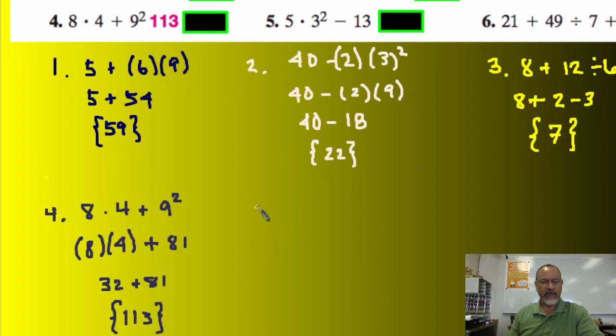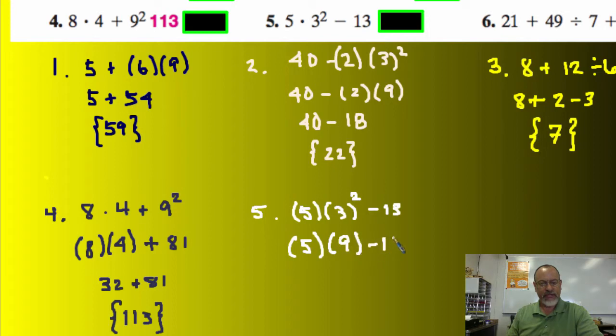Looking at number 5. We have 5, and then we have times. So again, I'm going to swap out our parentheses for this, and then go ahead and do our order of operation. Again, no grouping symbols, but we do have an exponent here, so I'm going to need to take care of that first. So 3 squared is 9 minus 13.